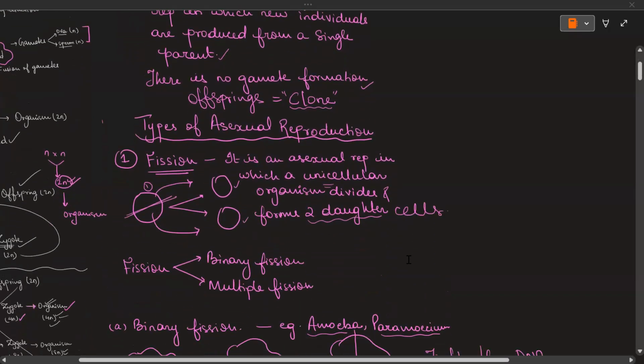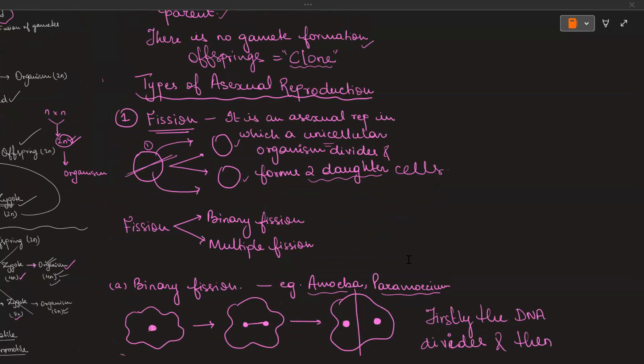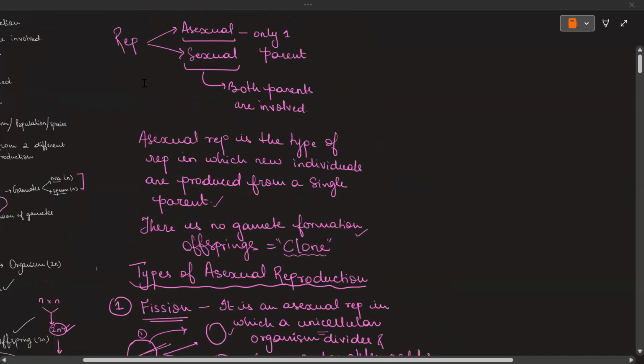All right. Now see, let me talk a little bit about fission first. In the process of fission, one parent's body, the unicellular organism, the body of that organism would divide and ultimately form two daughter cells. Okay, now these two daughter cells, they would look exactly like each other and they would look exactly like the parent. Okay. Now, this process of fission, it actually takes place in two ways. The first one is binary fission, and the second one is multiple fission. Now, you can note it down. Yes, ma'am.